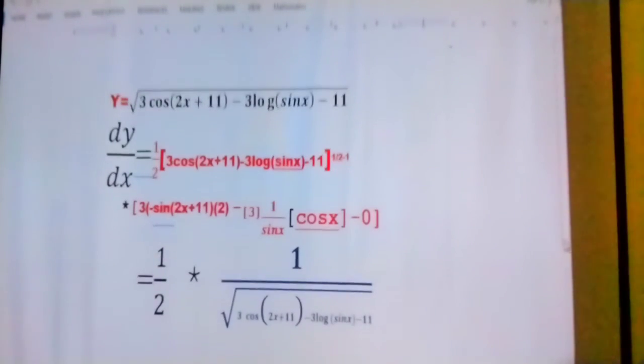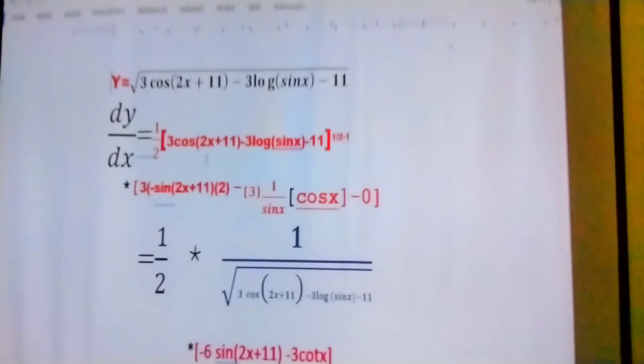Half stays as half, into (3 cos(2x+11) minus 3 log sin x minus 11) power half minus 1. Half minus 1 is minus half. As per the laws of indices, a power minus half is 1 by a power half, otherwise called 1 by square root of a. Because instead of writing half, I am writing the square root. Now this simplification is over. Here it is 3 and here it is 2, and 3 into 2 gives 6, so minus 6 sin(2x+11). And 3 is available, I put the 3 there. Cos by sin is cot x.